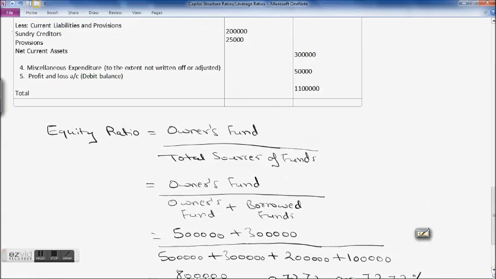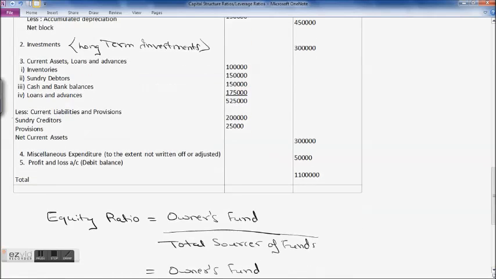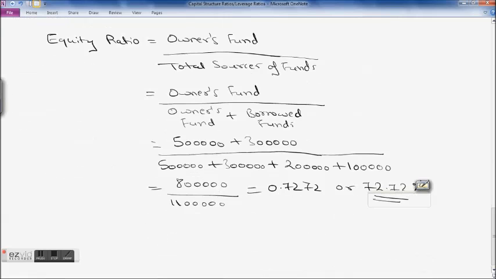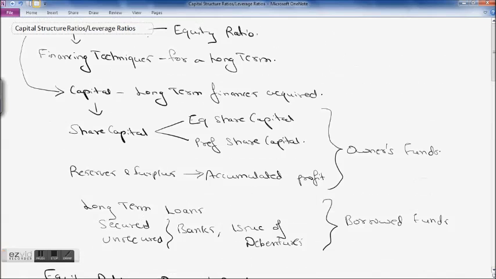If you see the long-term solvency position of this company, it's very good. They have enough owner's fund to cover their debts. 72.72% is owner's fund, so the balance 28% is the borrowed fund out of total sources of fund. So their long-term solvency position is good. That's it about the equity ratio, one of the important capital structure or leverage ratios. Thank you.